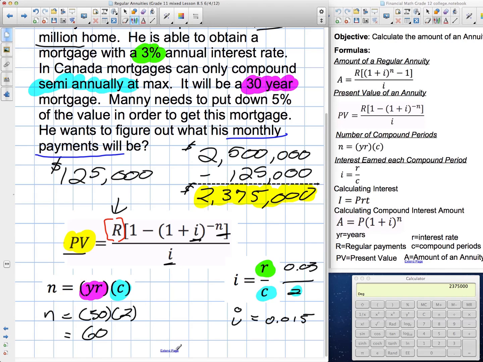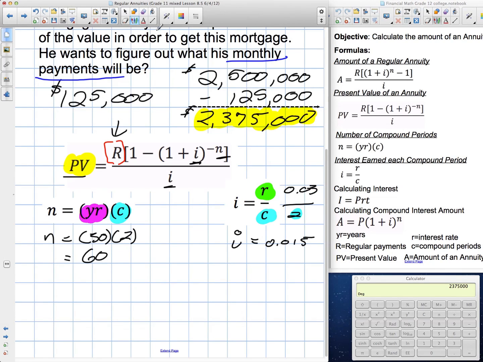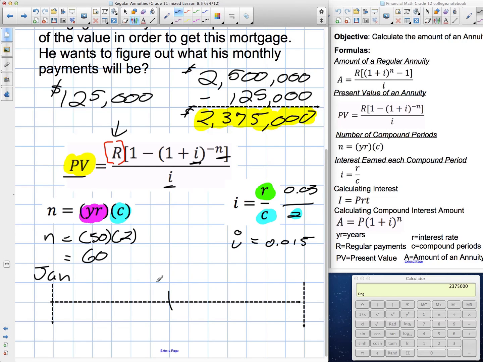We talked about this yesterday, so I'm just going to quickly do another timeline. If it's semi-annually, just for argument's sake, we're going to say we start in January. So in January, he gets the mortgage. If it's semi-annually, that means he gets charged interest in June, and then again in December, or beginning of January, technically. He gets charged in those same 2 months every year.